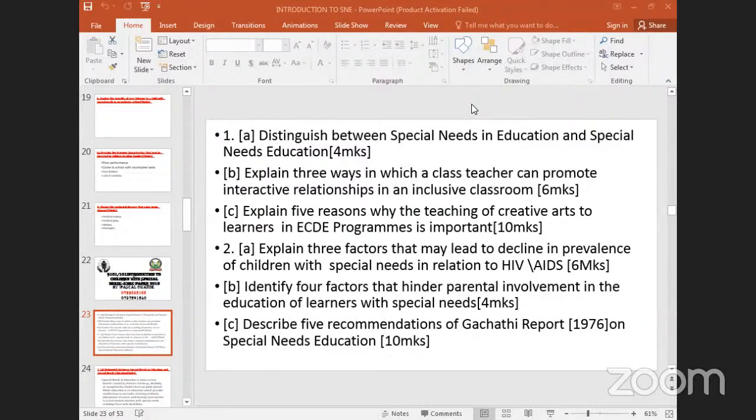Another one, I don't know if I'm correct, because we are basing on promoting interactive relationships. A teacher can also guide those regular learners, those who are well, and inform them about those who have needs, so that they can take them in a positive way. They don't run away from them, so that they cannot be stigmatized. When they are informed about the way they are, there's a way that they'll help them, and there'll be a good relationship and they'll interact well.